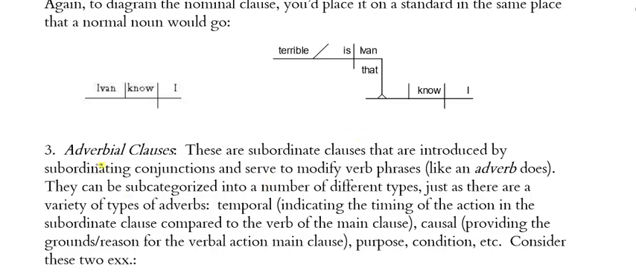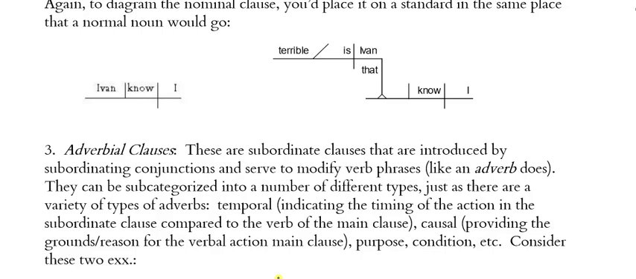Now, the third type of dependent clause is the adverbial clause. These are subordinate clauses that are introduced by subordinating conjunctions and serve to modify verb phrases like an adverb does. They are subcategorized into a number of different types, just as there are a variety of different types of adverbs. We have temporal adverbs, for example, that indicate the timing of the action. And we can have temporal adverbial clauses then that indicate the timing of the action in the subordinate clause compared to the verb of the main clause.